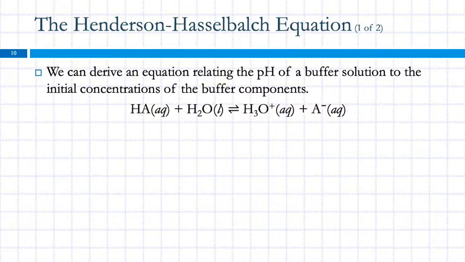So we can always solve these problems using ice tables, but there's actually an equation called the Henderson-Hasselbalch Equation. That's quite a mouthful. That makes this go a lot faster. It can't be used in all circumstances, but it can be used in a lot. So we can derive an equation relating the pH of the buffer solution to the initial concentrations of the components of the buffer. So we're going to use our generic acid HA.